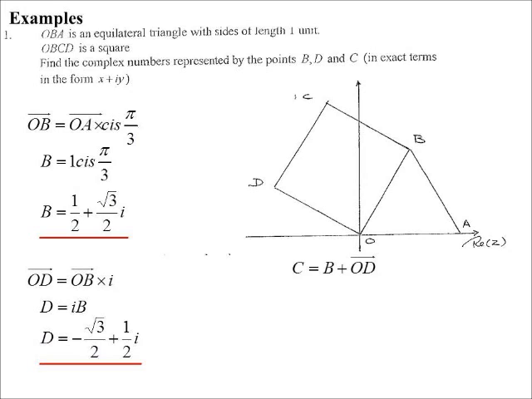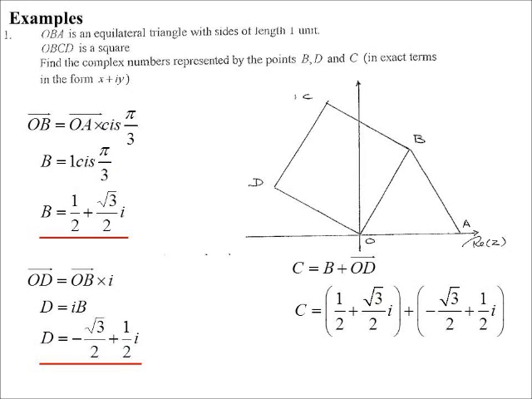Well, I'm going to say C is the point B, but to the point B I'm going to slide up the vector OD. So I'm going to add that vector in. B was a half plus root 3 on 2 i. OD, head minus tail, well the tail is 0, so it's just going to be minus root 3 on 2 plus a half i. Adding that all together, there's C: 1 minus root 3 on 2 plus 1 plus root 3 on 2 i.